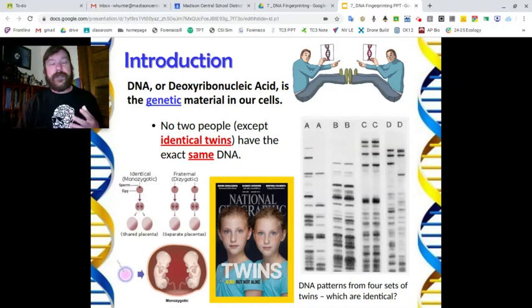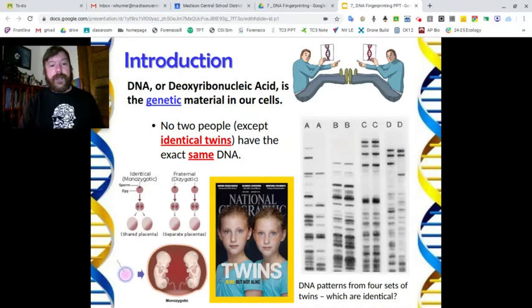The fact of the matter is, in the last 10 years or so, we've discovered that even identical twins don't have the exact same DNA, because DNA changes can compile through the life of a person, and they can actually become more and more different as they age. It's an interesting concept, but it's a fact.